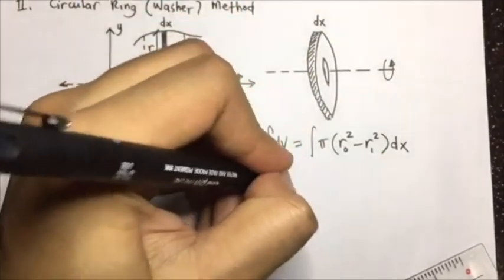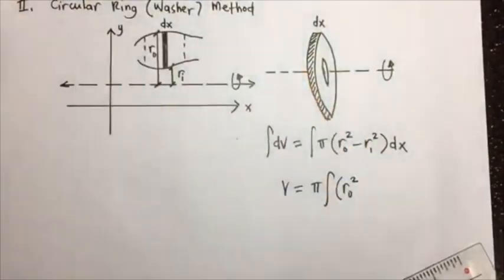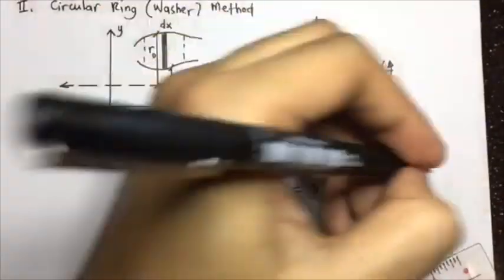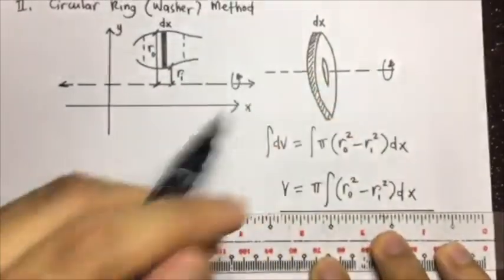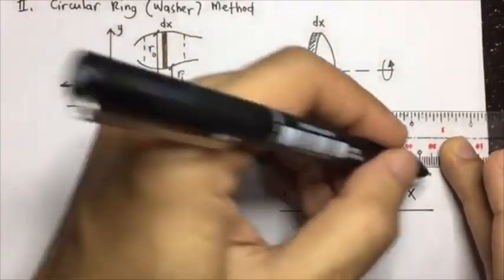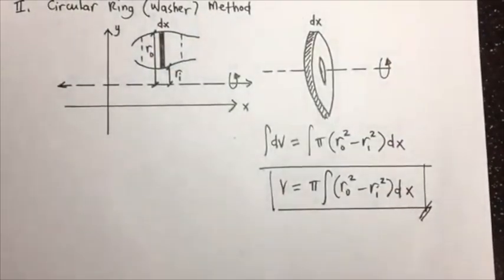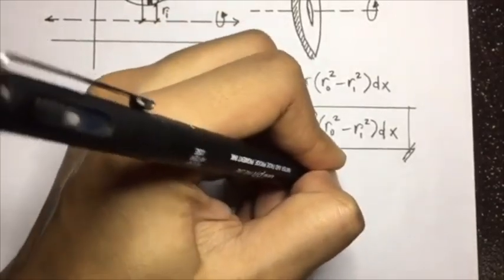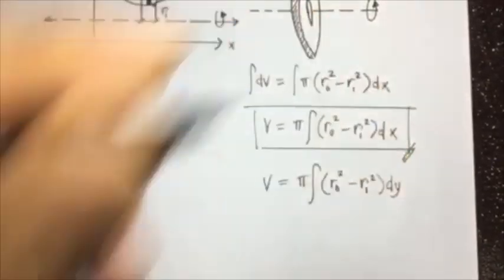So its general formula, therefore, if we integrate both sides of the equation, V is equal to pi integral of outside radius squared minus inside radius squared dx. This is the general formula for circular rings, for a vertical strip. If it's a horizontal strip, then V is equal to pi integral of Ro squared minus Ri squared dy.